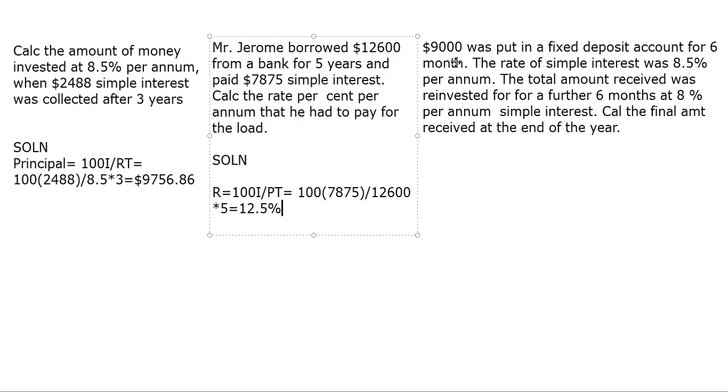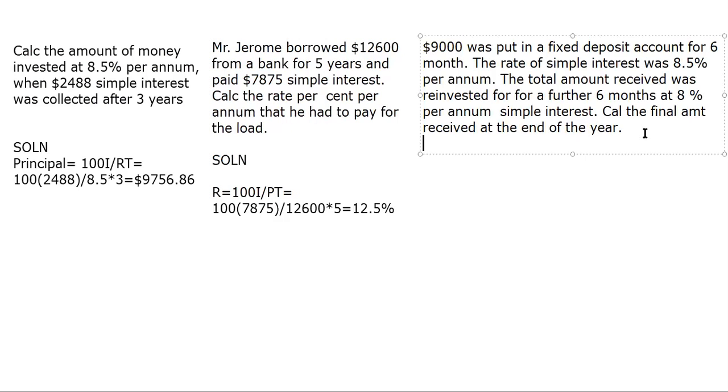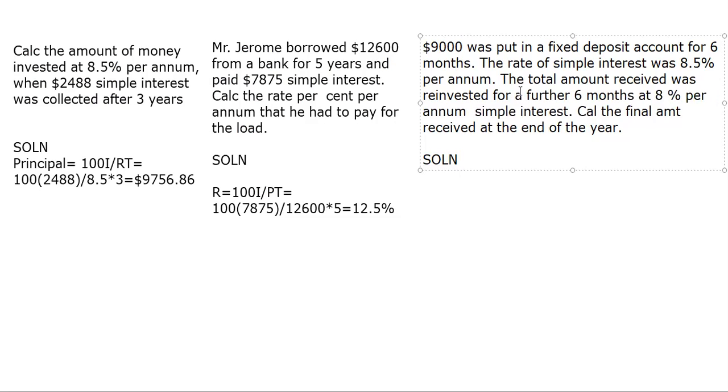Right, and lastly, 9,000 was put into a fixed deposit, all right, for 6 months, and the rate of simple interest was 8.5% per annum. The total amount received was reinvested for a further 6 months at 8% per annum. Calculate the final amount. Okay, so this is a two-step problem.